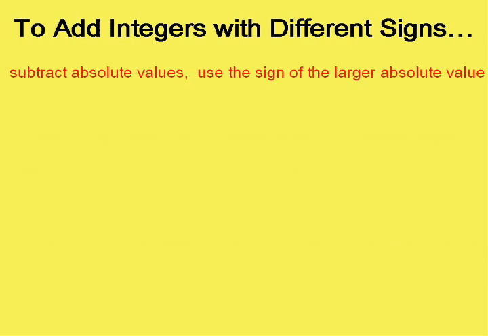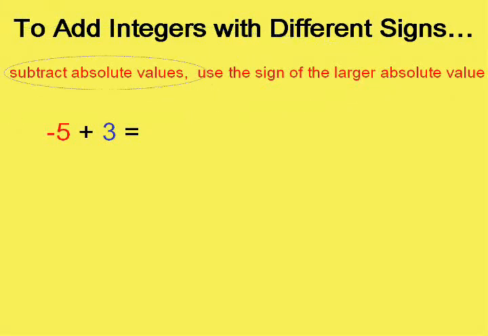To add integers with different signs, this is why you needed to know absolute value. We're going to forget the signs and subtract. That's what absolute value does. We're going to subtract the absolute values, whichever's easiest, and then use the sign of the larger absolute value. That sounds hard, especially if you don't know what absolute value is. In this case, minus 5 and 3, we had a battle here. Who's going to win? We know that minus 5 is going to win because he's larger. But let's follow the rule.